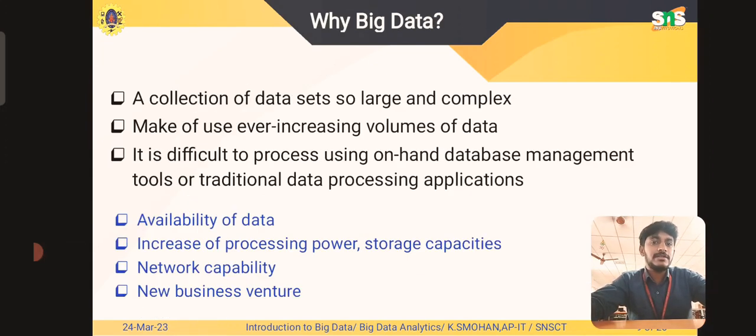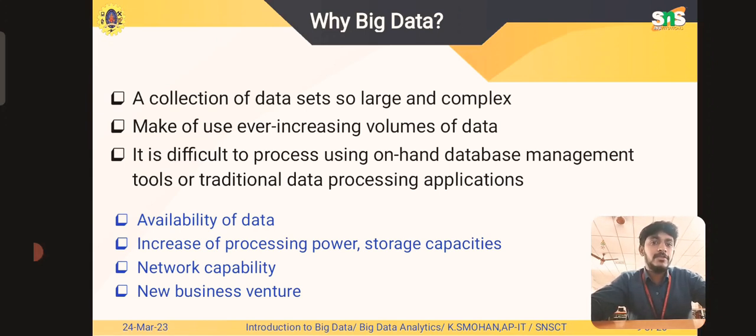So why big data? Big data is a collection of data sets that are large and complex. There is plenty of data available, and we need to make use of these ever-increasing volumes of data. It is difficult to process using a traditional database management system. With the help of big data tools, we can easily handle the large amount of data.